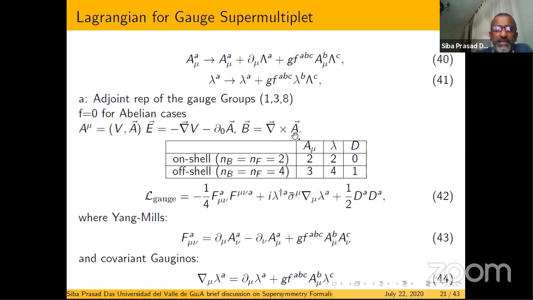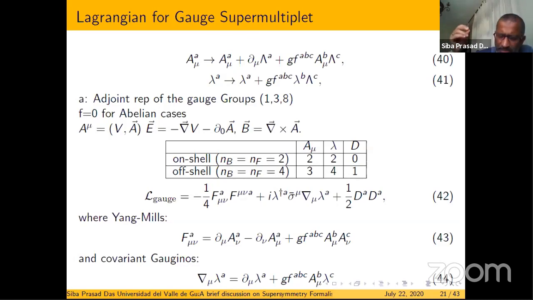These are the electric field, these are the magnetic field, and these are the corresponding degrees of freedom, because the degrees of freedom should also match for the gauge supermultiplet. So for the gauge supermultiplet off shell, it is exactly similar to an auxiliary field for the scalar multiplet. I have to have the gauge algebra closed, and it doesn't close, so I have to introduce another auxiliary field which doesn't have any kinetic term.